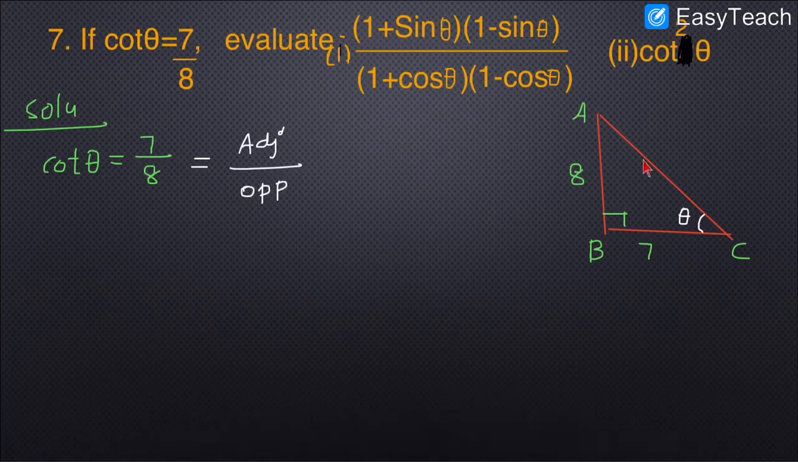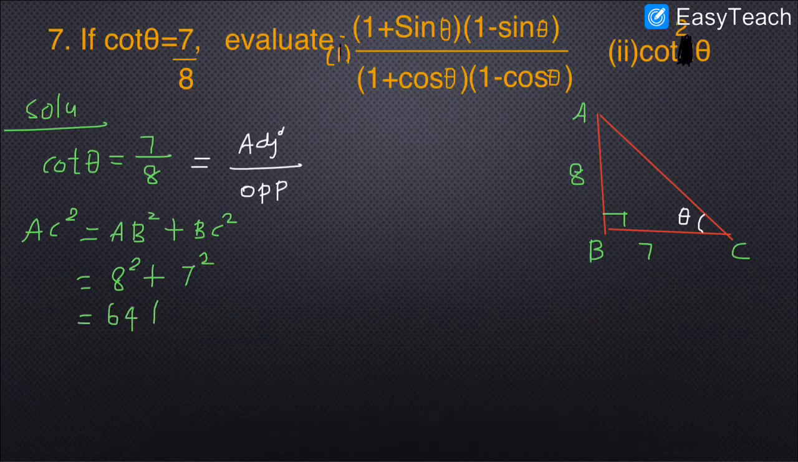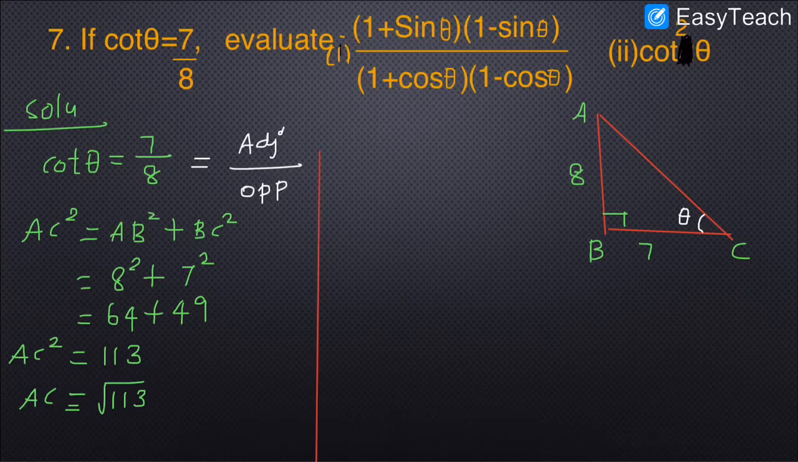Next, let's find the third side using the Pythagoras theorem, right? AC square equals AB square plus BC square. For AB square, 8 square, plus for BC square, 7 square: 64 plus 7 7s are 49. So the total is 113. This is for AC square. For AC I take the square root of this, and we cannot take anything out, so I write root 113 for AC.